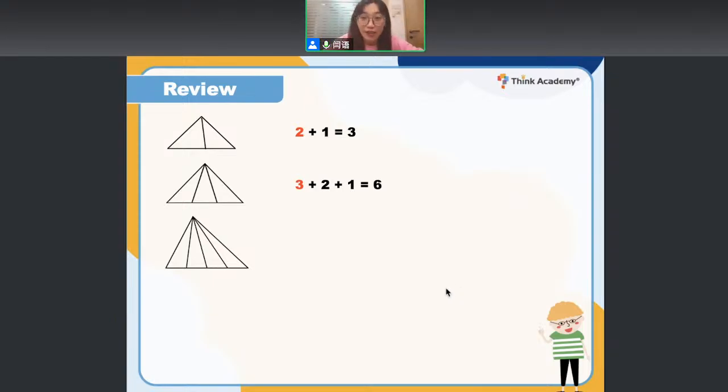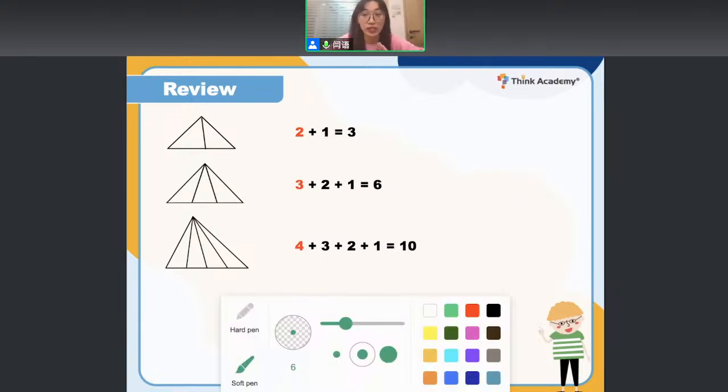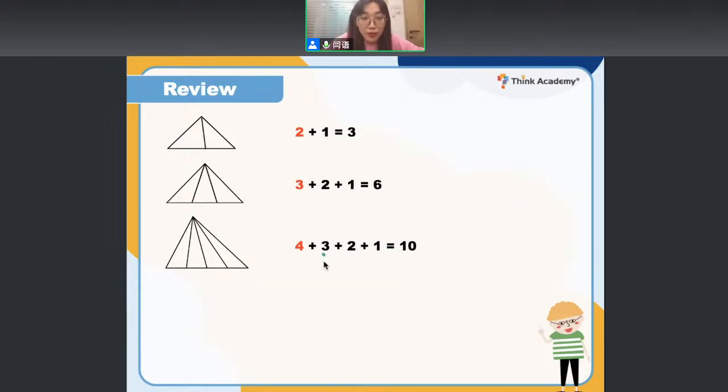Okay, so here everyone, you see. I add one more line segment now, and actually in total I get 4 plus 3 plus 2 plus 1 equals 10. How can we get 4? I think it is so easy for you, right? Because there are 4 smallest triangles. And how can we get 3? Everyone, you see, how can we get 3? 3, that is the medium one.